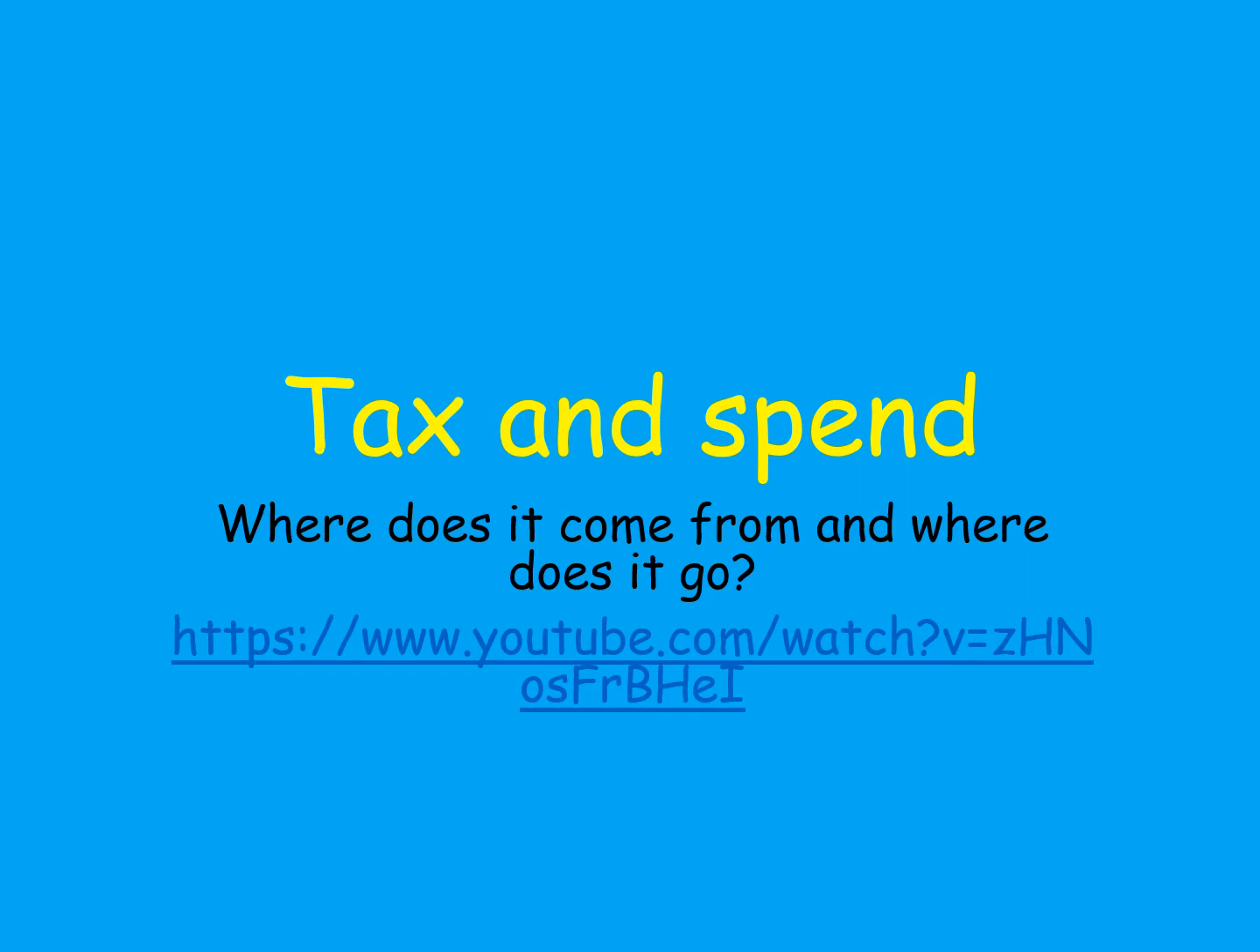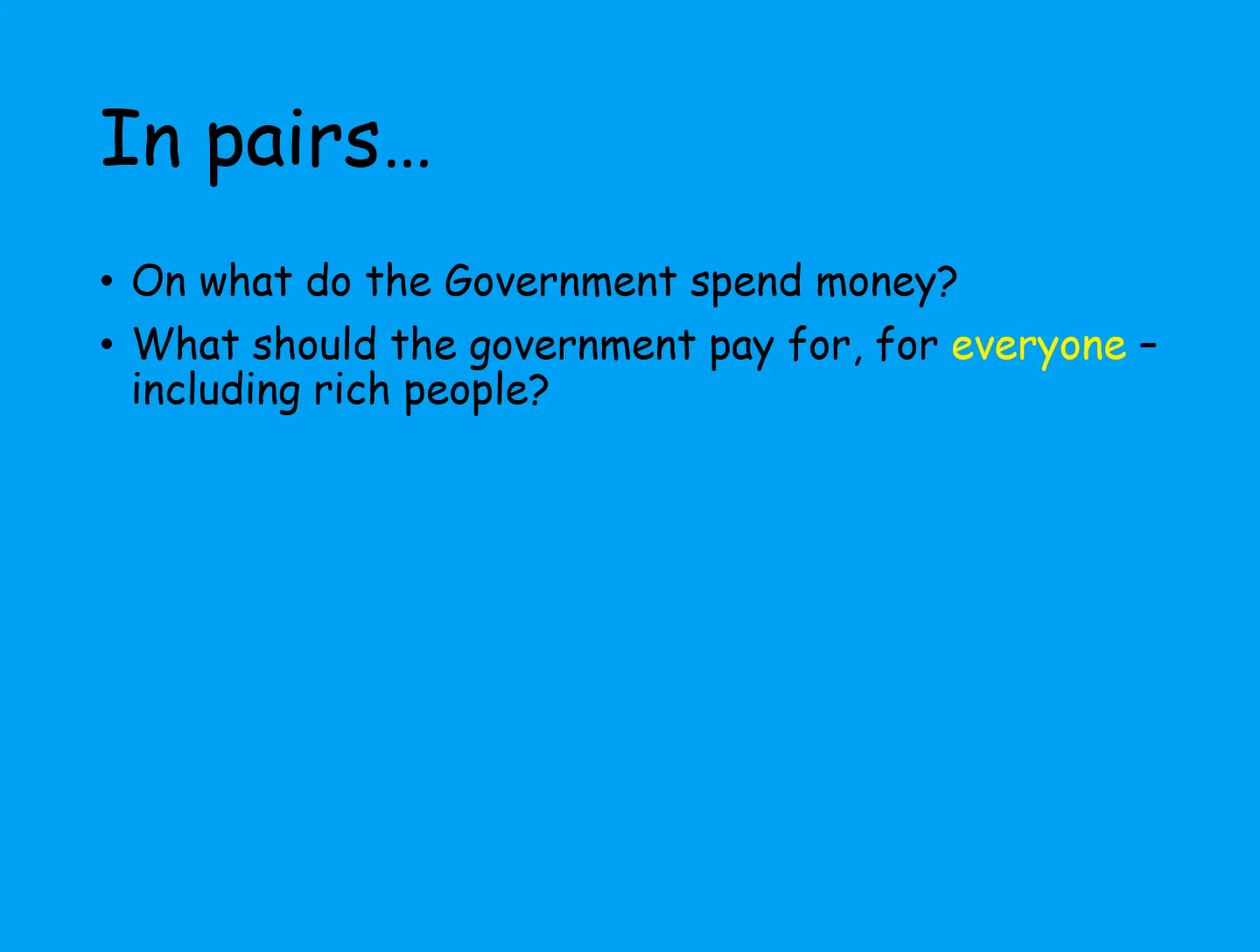The next part of politics and participation is looking at tax and the economy. So where does money come from and where does it go? So have a little think about then, what does the government actually have to spend money on? What do the government pay for within our communities, within our country?